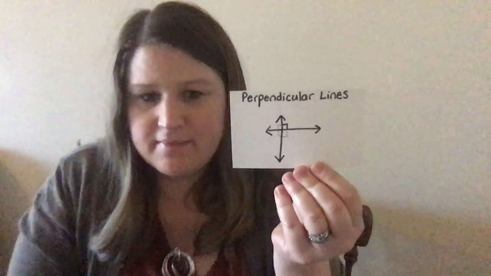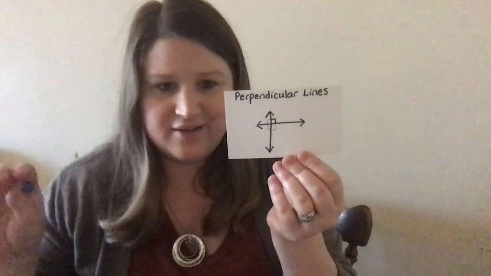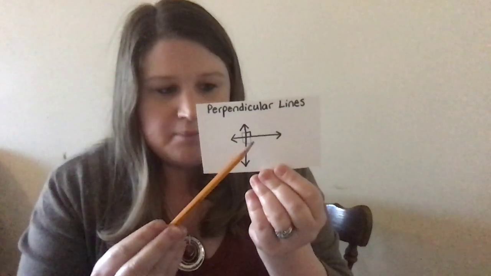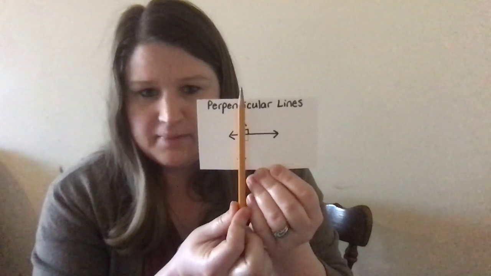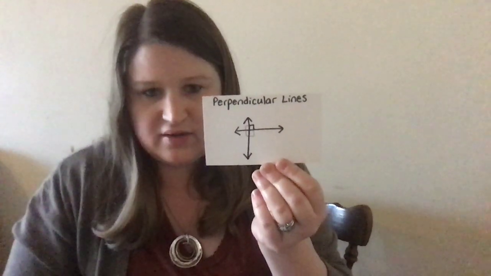They're not always going to be marked like that. Sometimes it might not be marked at all, and you'll see that in the practice problems that I'm going to give you. But these are perpendicular lines. One goes up and down, one goes across, and they form 90-degree angles.